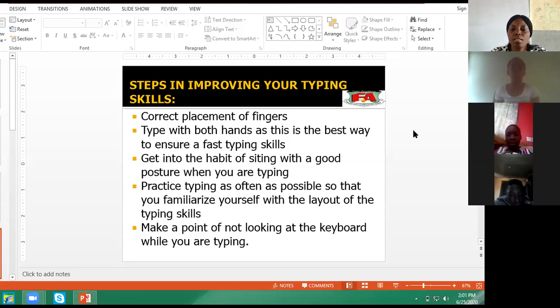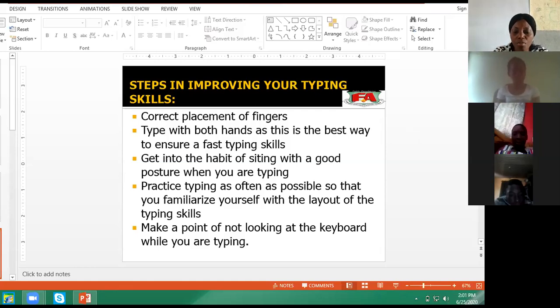Number two, type with both hands, as this is the best way to ensure a fast typing skill. If you master your fingers with the keys, you find out that you type faster than somebody that is using just one finger to do all the typing, okay?